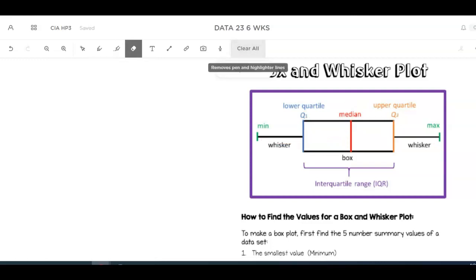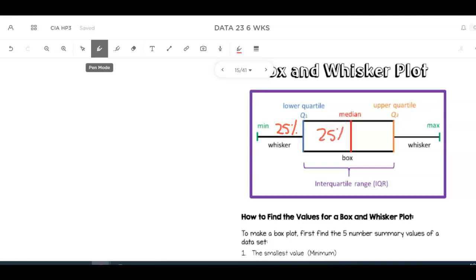Also, if you have the notes here, what I want you to do is you are going to write 25% on each of these quartiles. So this part of the diagram is 25%, left part is 25, right part 25, and this whisker over here is 25%. So quartiles, just like quarters, quarts, it means it's broken into 4 parts.